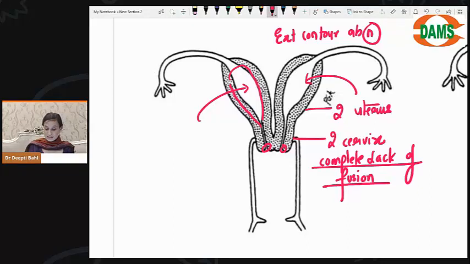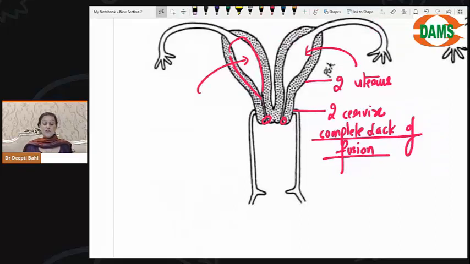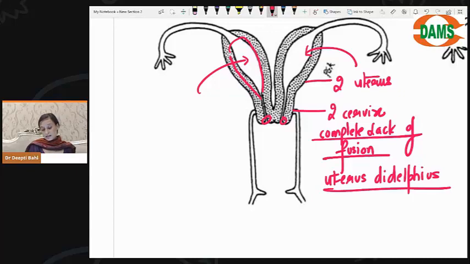This is complete lack of fusion of the Mullerian ducts, and this is called uterus didelphys. Please understand, when there is a complete lack of fusion, it is a uterus didelphys. And no, this is not called bicornuate bicollis. This is called uterus didelphys.